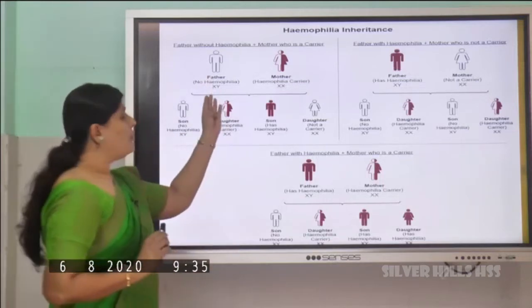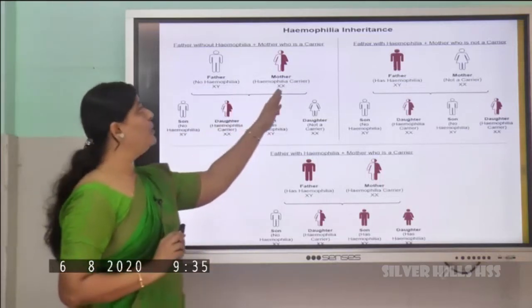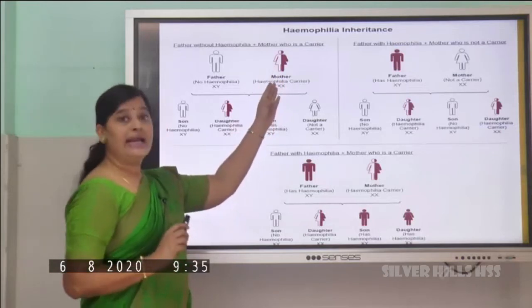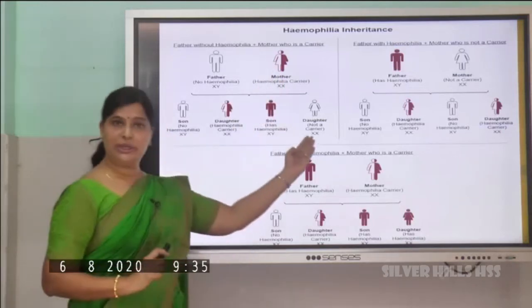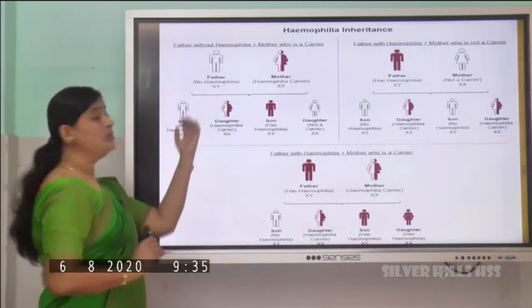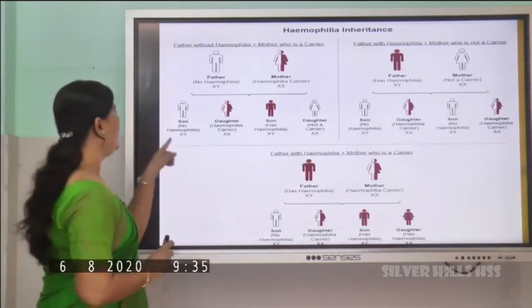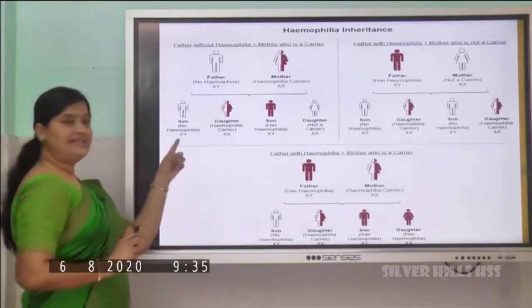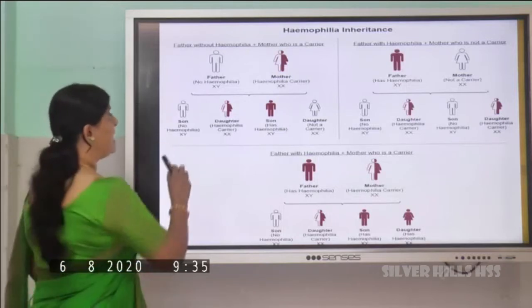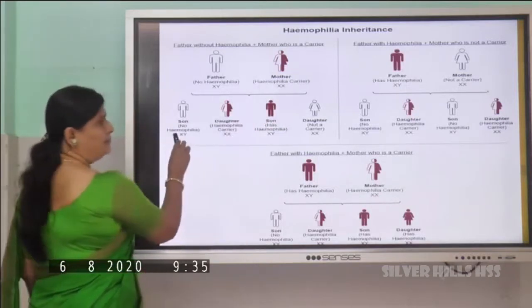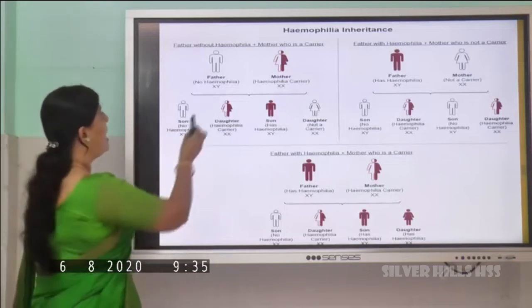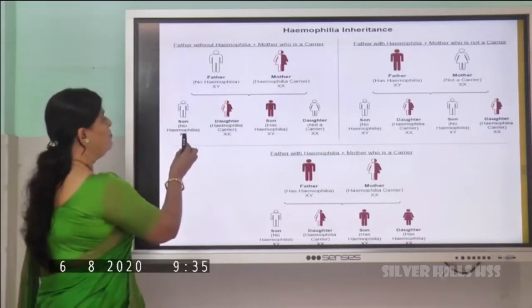So a normal person is married to a hemophilic carrier female. And suppose they had 4 children. Let's see how this is inherited. Right. The first case, it's a son, right? The son is getting this X chromosome from the mother, and this Y from the father.